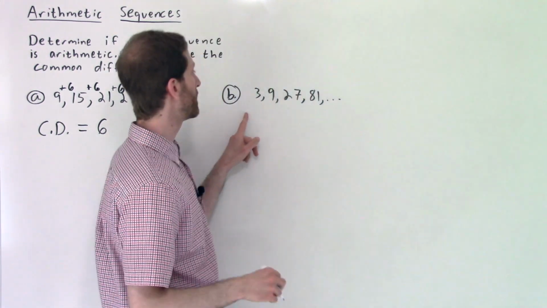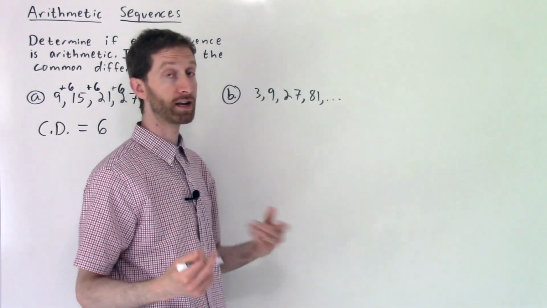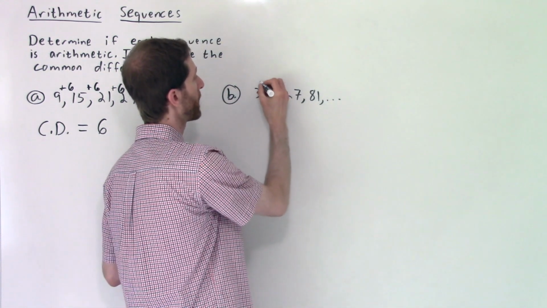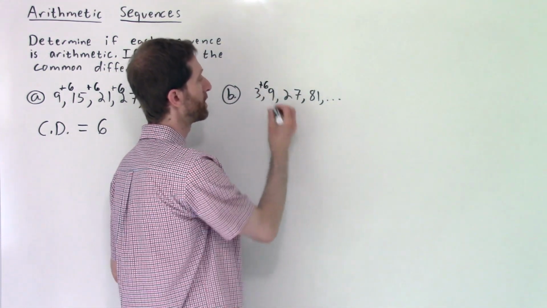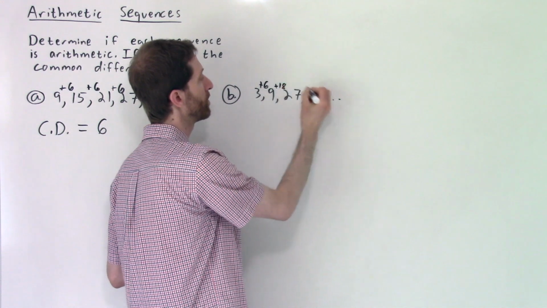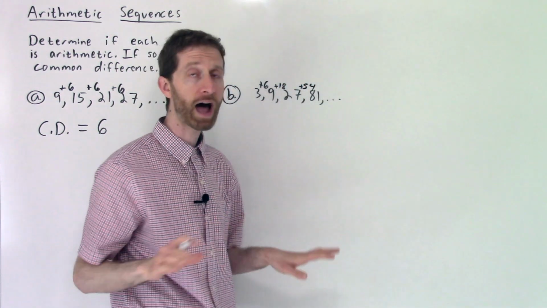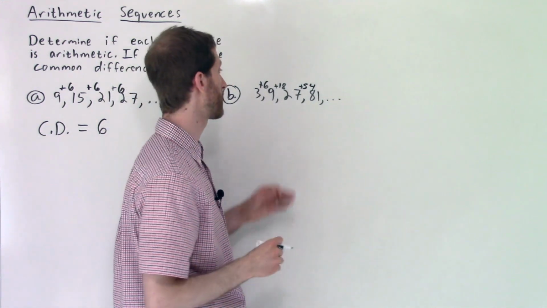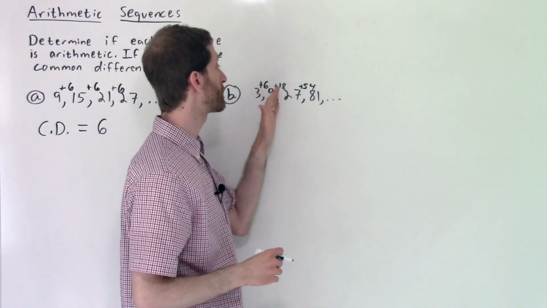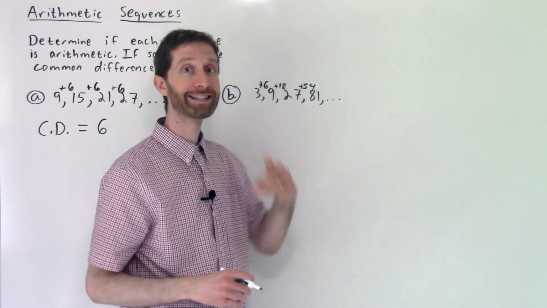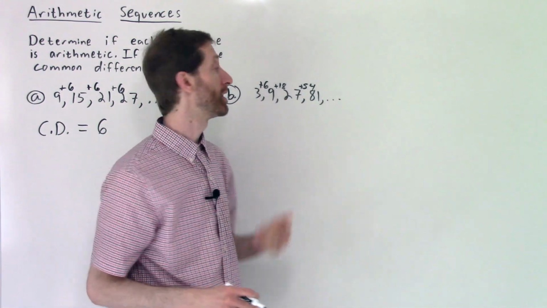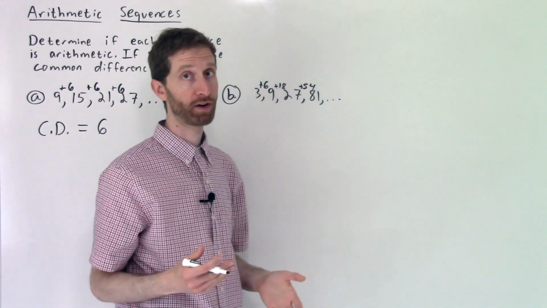So B, we have 3, then 9, then 27, then 81. Sure, we go up by 6 from 3 to 9, but then we go up by 18, and then we go up by, oh my goodness, 54. So this is not an arithmetic sequence because the numbers do not increase by the same constant added value. And so it is not arithmetic, and so we don't have a common difference.